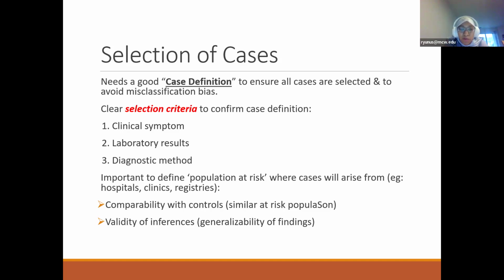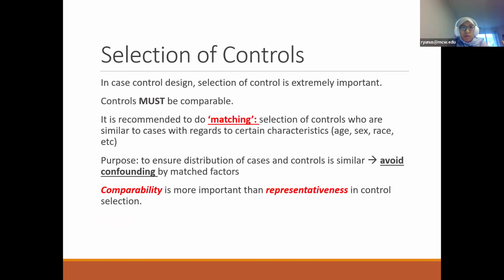It is very important to define your population at risk, right? So who is your population at risk? Meaning, where are you taking your cases from? Are you taking them from hospitals? Are you taking them from clinics? Are you taking them from registry data? And of course, the second part is to be very careful about selecting your control, okay?